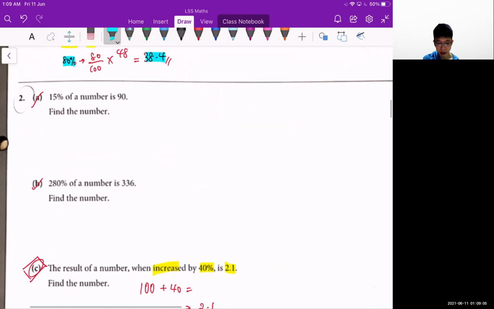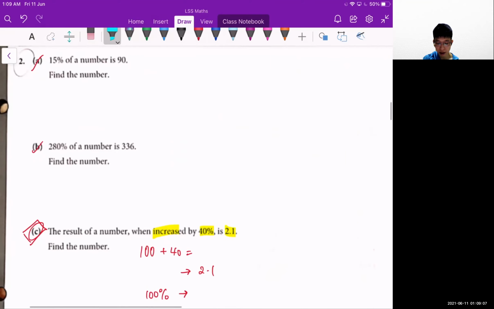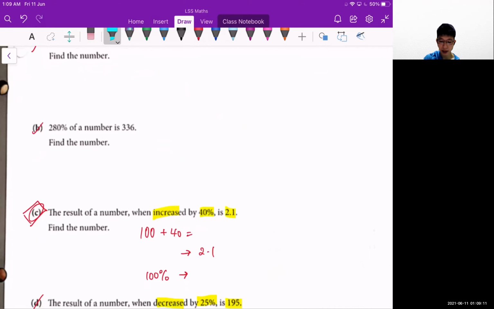Okay, so another one. Another type of question will be, now they tell us that the original value is unknown. We don't know what it is. So I put a question mark. And when increased by 40%, so this is the percentage increase, this is the new value, which is 2.1.